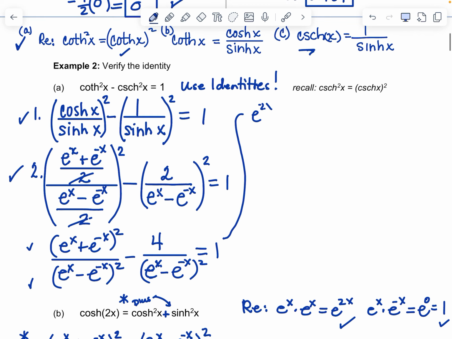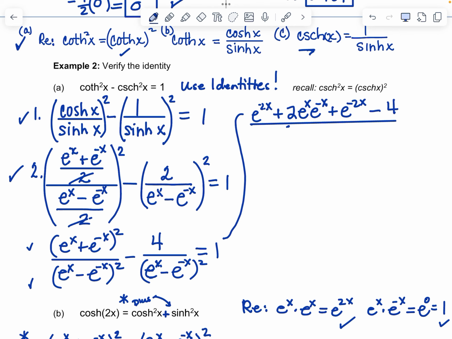So I get e to the 2x plus 2e to the x, e to the negative x, plus e to the negative 2x, okay? And then I have the minus 4 that I'm going to tack on, okay? So I have the same denominator. I can bring these together. Okay, now remember, the right-hand side of this equation is still going to be 1.